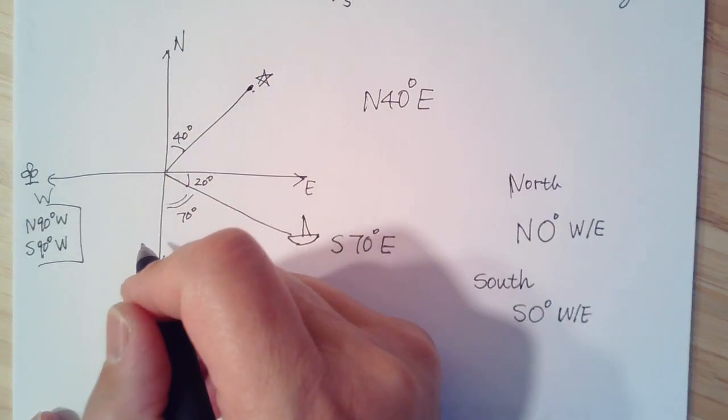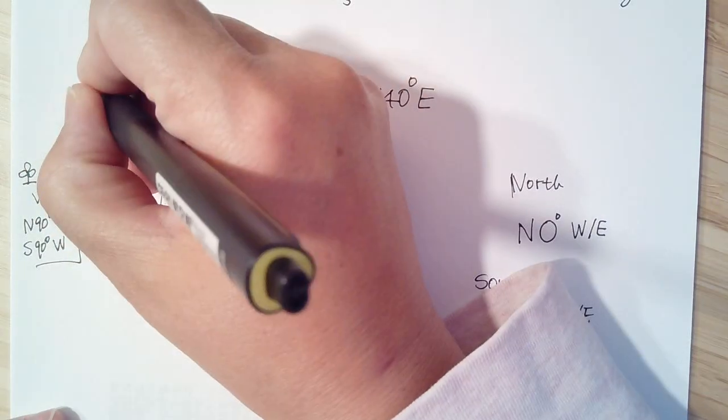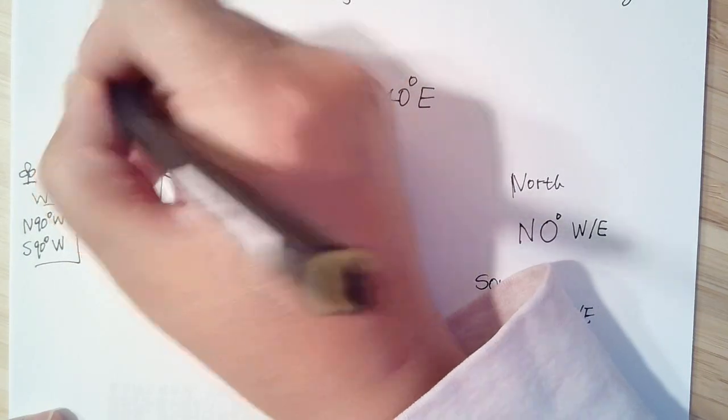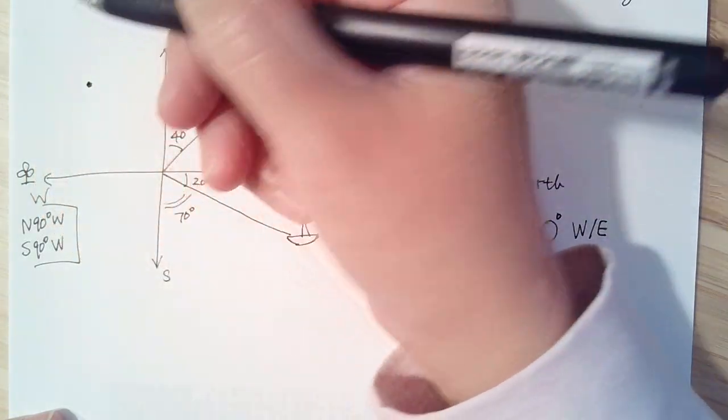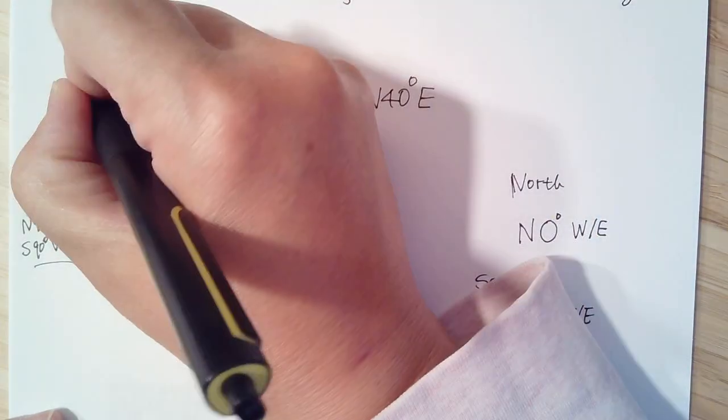Okay, what about here? Let's see. I don't want to put a star or flower. There's an apple.